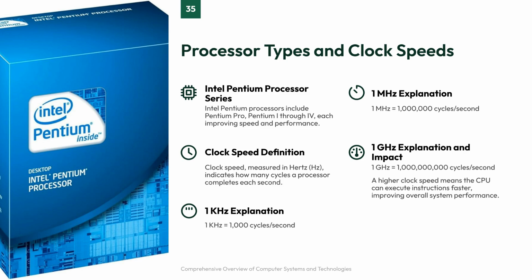Processor clock speed, measured in hertz, indicates the number of cycles a processor completes each second. Higher clock speeds, like those in the Intel Pentium series, mean faster instruction execution and improved performance. For example, 1 GHz is 1 billion cycles per second.